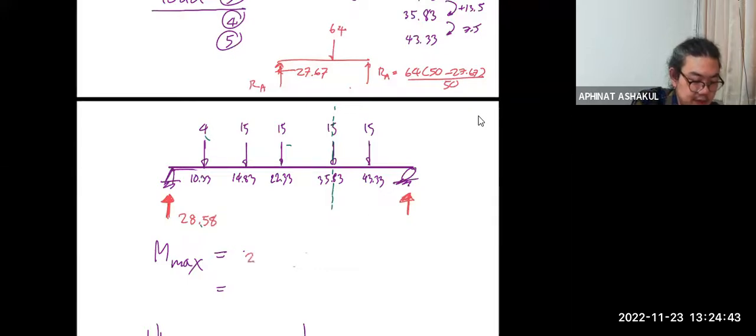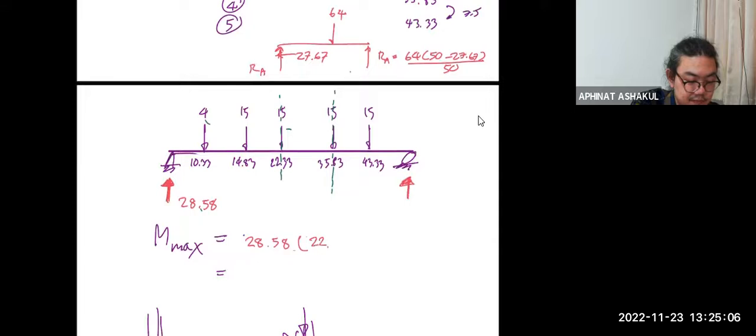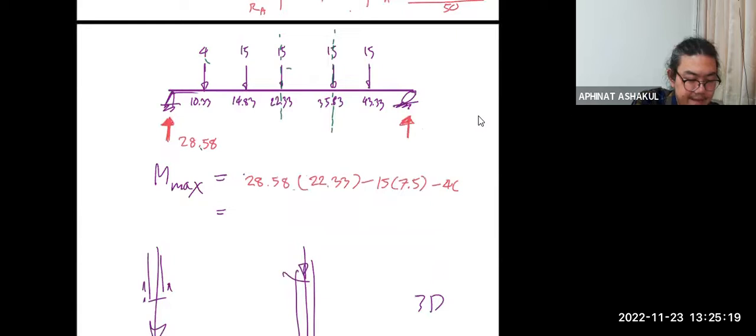So we have 28.58. Now maybe doing it from the left is easier. 28.58 multiplied by the location of load number 3, which is 22.33, right? Minus 15 multiplied by 7.5, minus 4 multiplied by 12. That's your maximum.